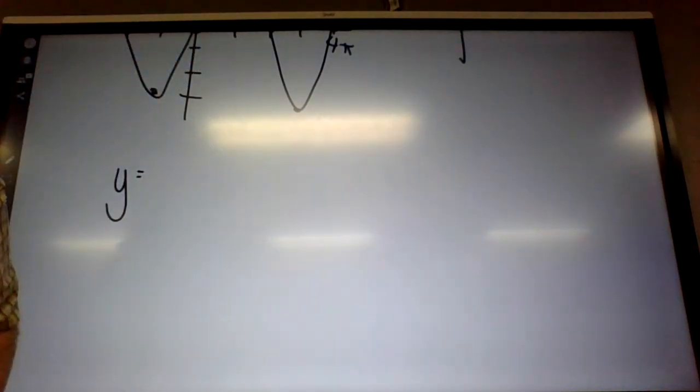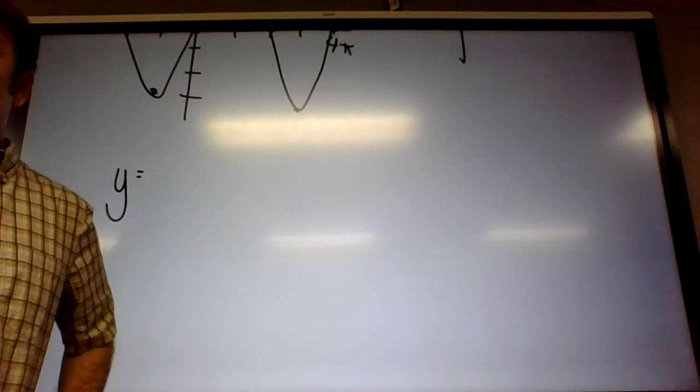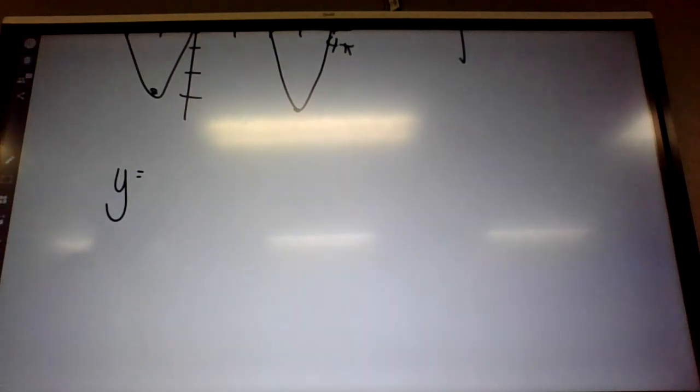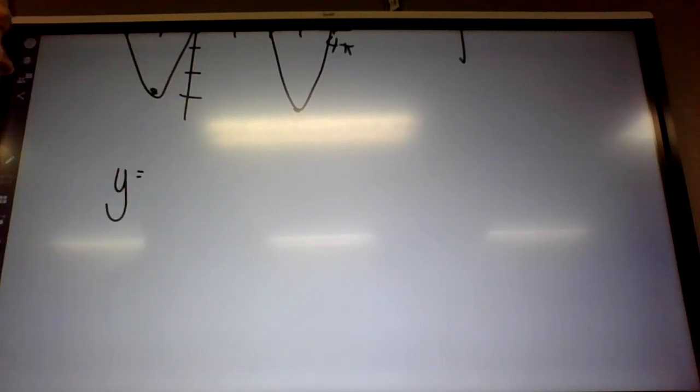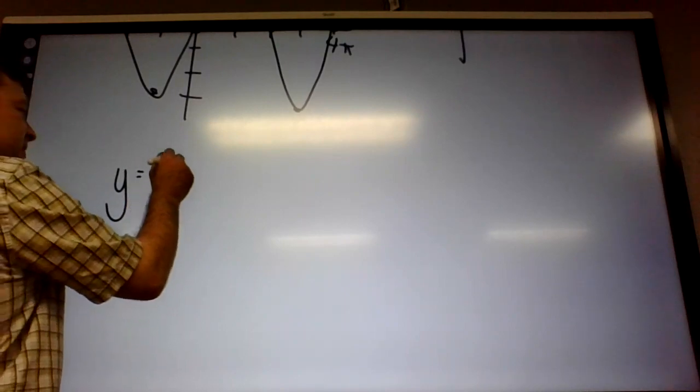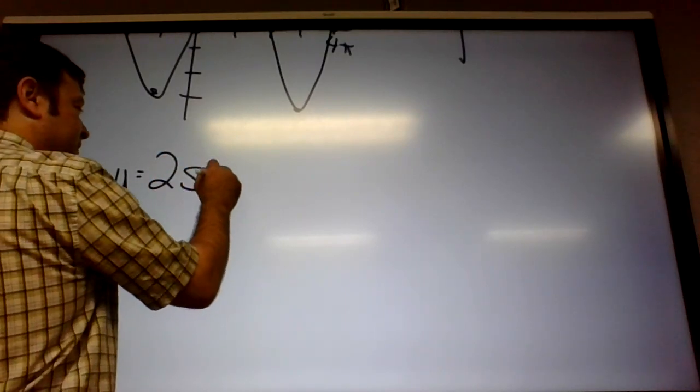So the number that goes in front is the amplitude. So what is the amplitude on number 6? 2. Because if it starts at 1, it's going up to 3. That's an amplitude of 2. It's going down from 1 to -1. So the amplitude is 2. It is a sine function.